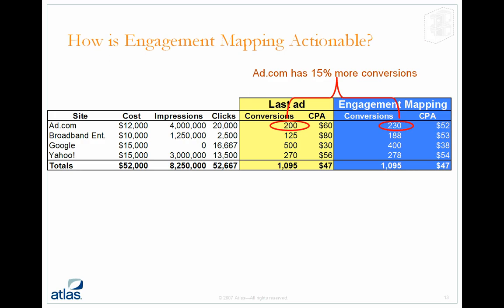The number of conversions will change, but the bottom line is the same. There are still 1,095 conversions for the whole campaign, but the number of conversions that each site gets changes. You can see that ad.com has 15% more conversions. Broadband Enterprises gets a lot more credit.